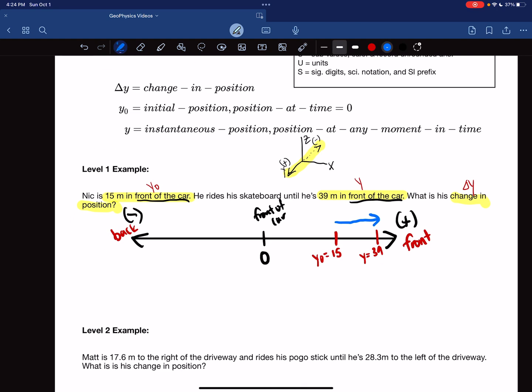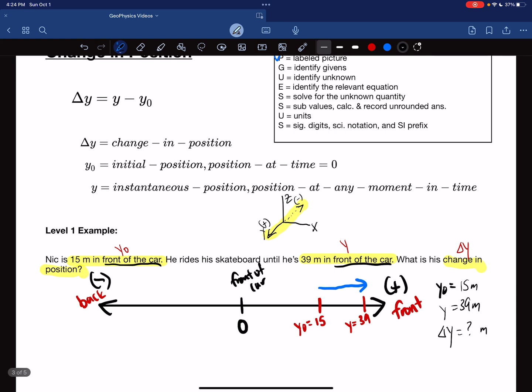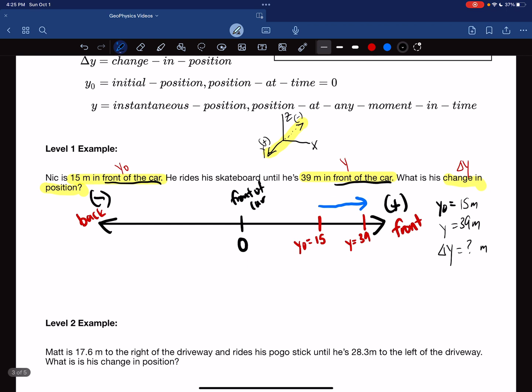We can identify the givens. We've already done that in one way, and we can do it more formally by officially saying that y naught is 15 meters and y is 39 meters. We are looking for the change in position, and that would be in meters as well. So we've identified the givens and the unknown. Next we are going to identify the relevant equation, and that is this one. So we will write that down.